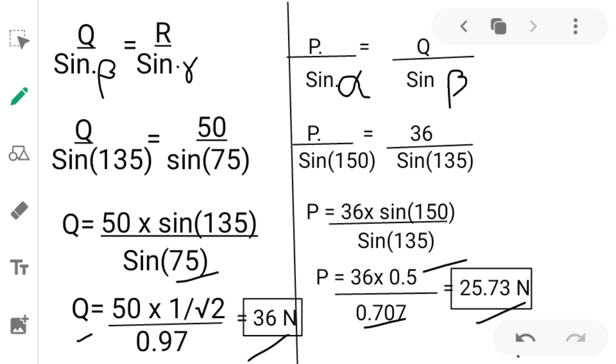So in this way we can find the value of any force using Lamy's theorem. Lamy's theorem and the triangle law of forces are very important. They are frequently asked in many types of examinations. So be prepared for this type of problem.